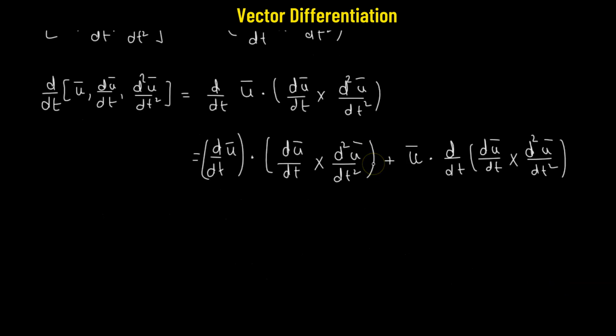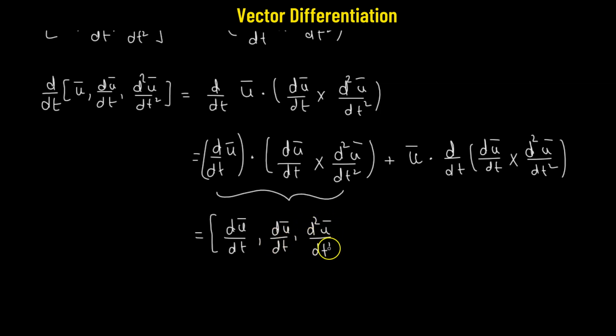Right. Now, using the definition of the scalar triple product, this can also be written between parentheses as the first derivative of u with respect to t, the first derivative of u with respect to t, and the second derivative of u with respect to t, plus u vector dotted with the derivative with respect to t of the vector cross product. Here we can also apply the product rule.